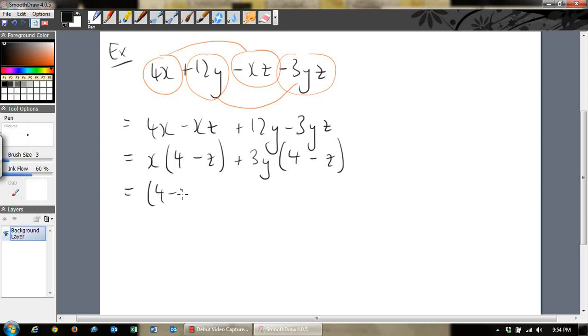So you write 4 minus z as your common factor. What's left over? x plus 3y. x plus 3y. They're a bit of fun. Give them a go. It takes a bit of mucking around sometimes. See if you can do it.